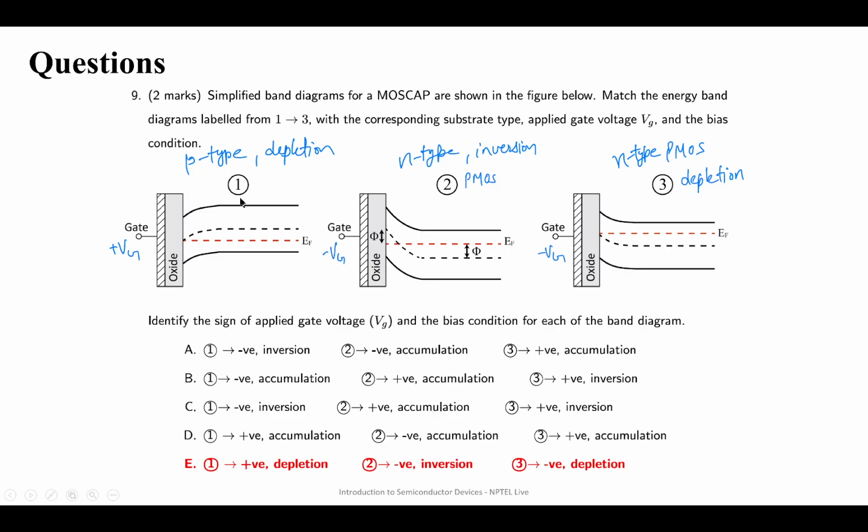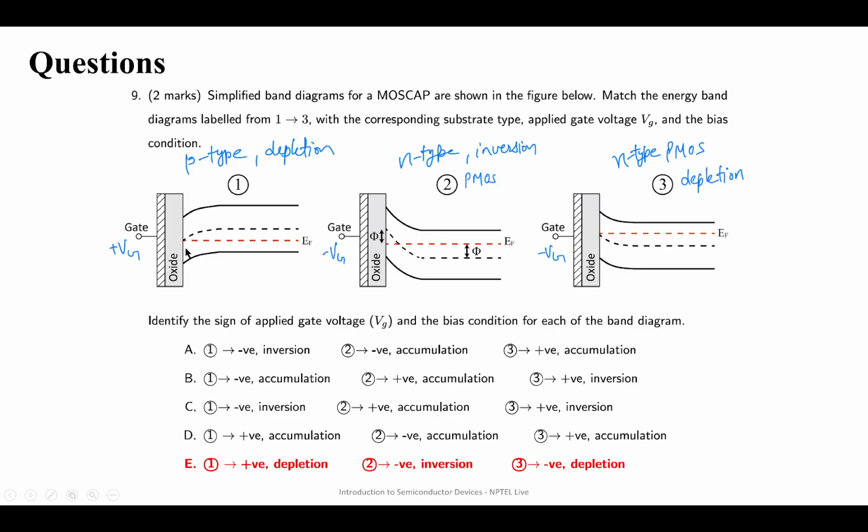If you see the first type, you have to start from the right, from the bulk semiconductor. First you see where the EF is corresponding to EI. So EF is closer to EV, which means this is a P-type semiconductor. So first you have to identify what is the type of the semiconductor. Here EF is closer to EV, so it is a P-type semiconductor. Here EF is closer to EC, so it is an N-type semiconductor. Here also EF is closer to EC, so it is also an N-type semiconductor.